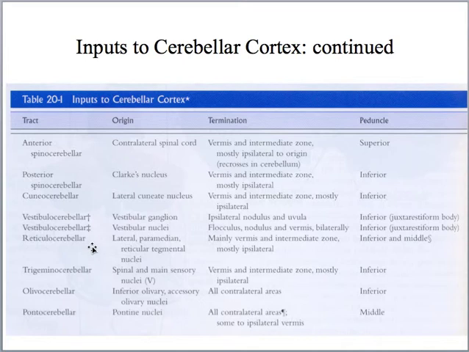And then here, the only one I really want you to focus on are those that are associated with the vestibular ganglia. So that vestibular ganglia and nuclei, they're going to terminate within the flocculonodular lobe, and they enter via the inferior cerebellar peduncle. Don't focus on the reticulocerebellar. And then your pontine, they're originating in the pons, and these pontine nuclei, they cross to the contralateral side. They're going to eventually terminate in the vermis, and they enter via the middle cerebellar peduncle.